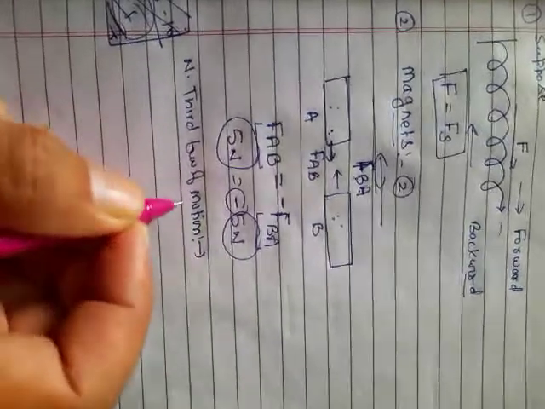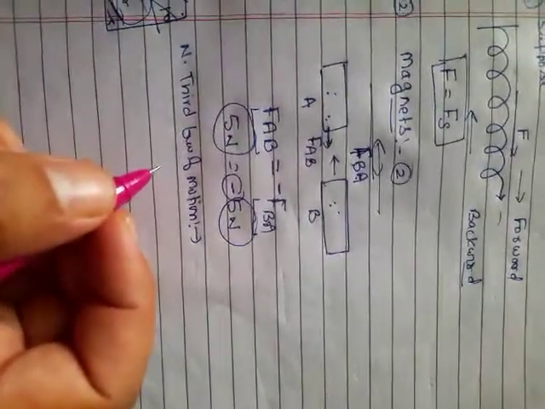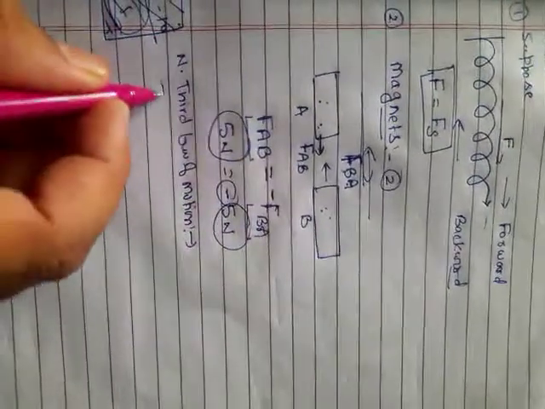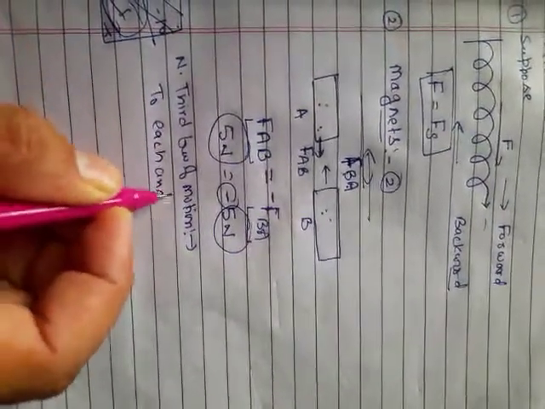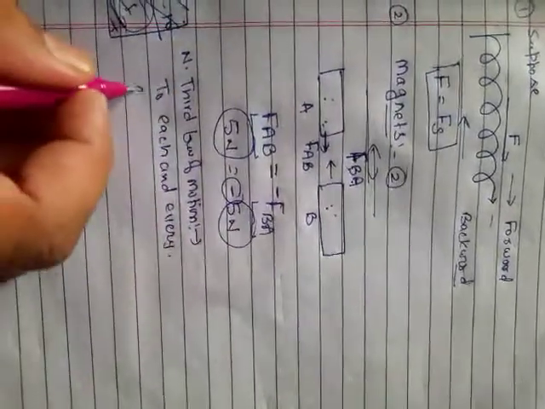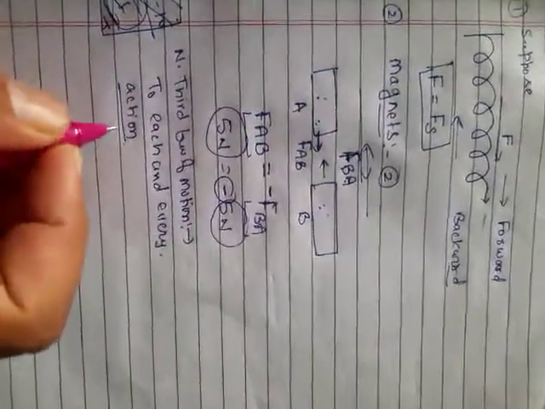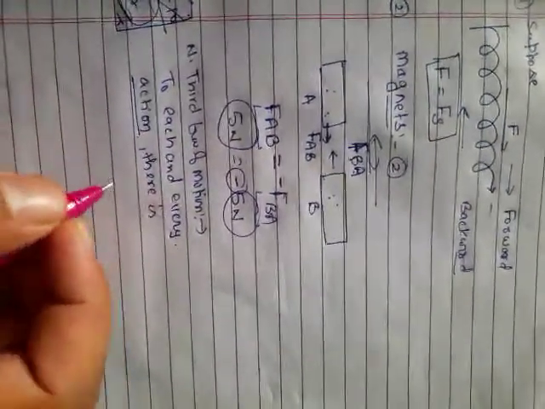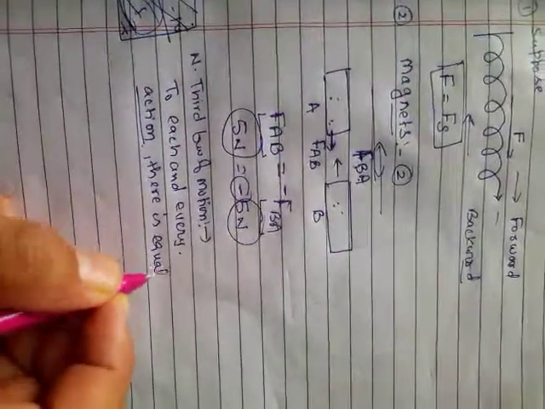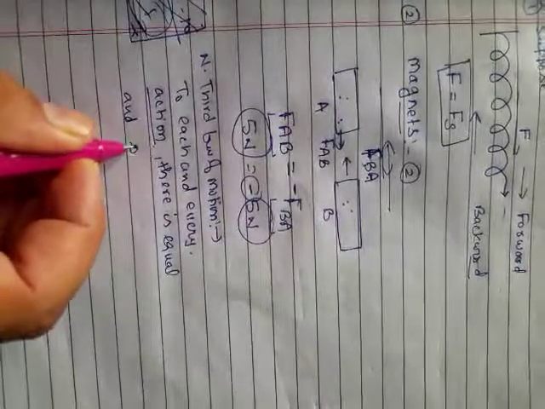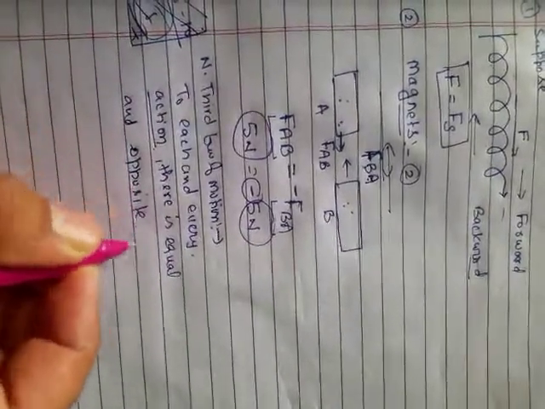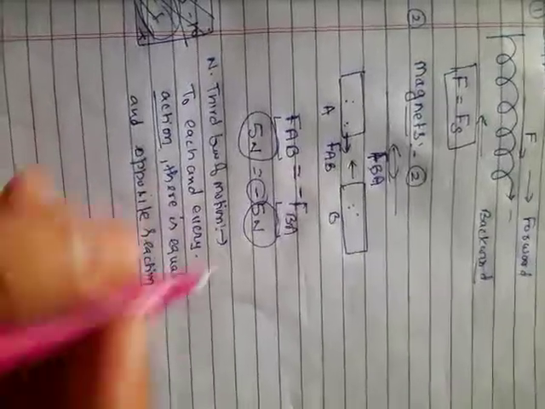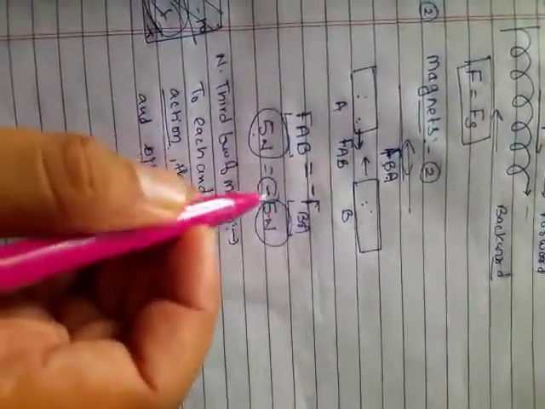Very simple definition we can write here. That is, to each and every action, there is equal and opposite reaction. Means we can say equal and opposite, or opposite thing we will get by this negative sign only.